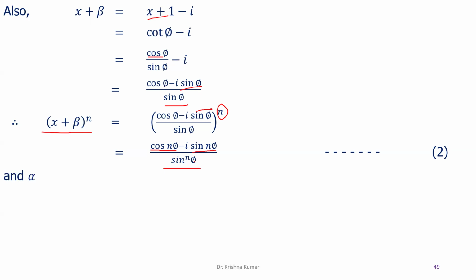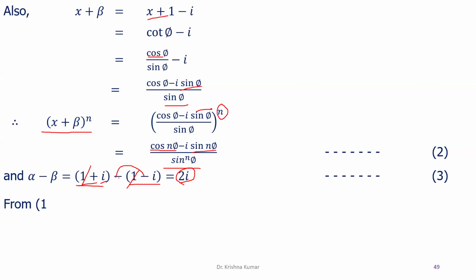Now let us calculate the last part, alpha minus beta. Alpha is equal to 1 plus i, beta is equal to 1 minus i. So 1 plus i minus in bracket 1 minus i: this plus 1 and this minus 1 will cancel, this plus i and this minus and minus will give plus i, which gives us i plus i is equal to 2i.